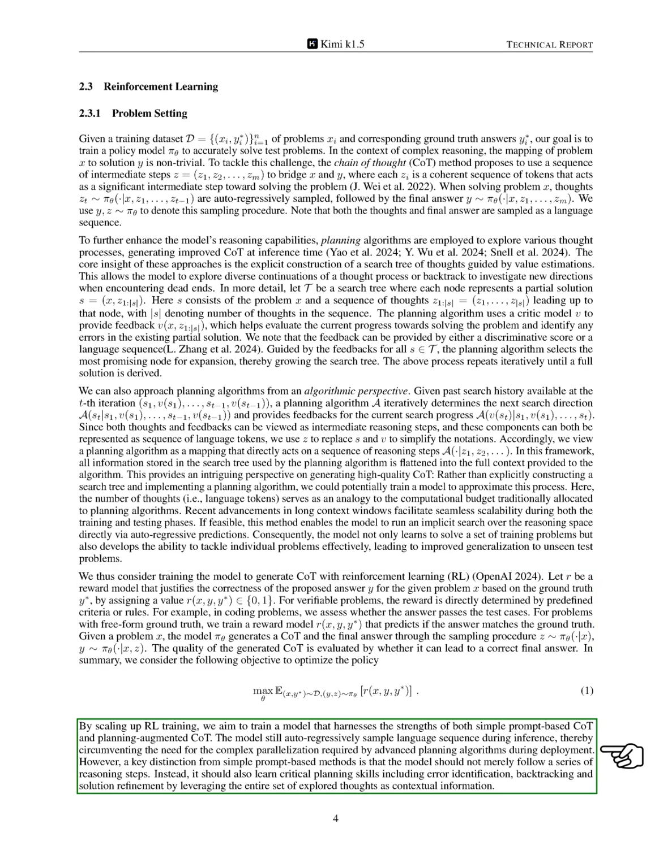In summary, our objective is to optimize the policy by scaling up reinforcement learning training, aiming to combine the strengths of both simple prompt-based COT and planning-augmented COT. The model will still sample language sequences during inference, avoiding the complex parallelization needed by advanced planning algorithms. However, unlike simple prompt-based methods, the model will learn essential planning skills, including error identification, backtracking, and solution refinement, by utilizing the entire set of explored thoughts as contextual information.